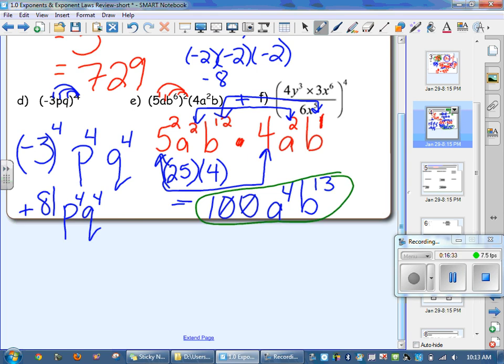Any questions on those so far? Did I lose you anywhere? No? Okay. Now we're going to do letter F. Letter F is a bit of a stinker. It looks a bit more complicated.